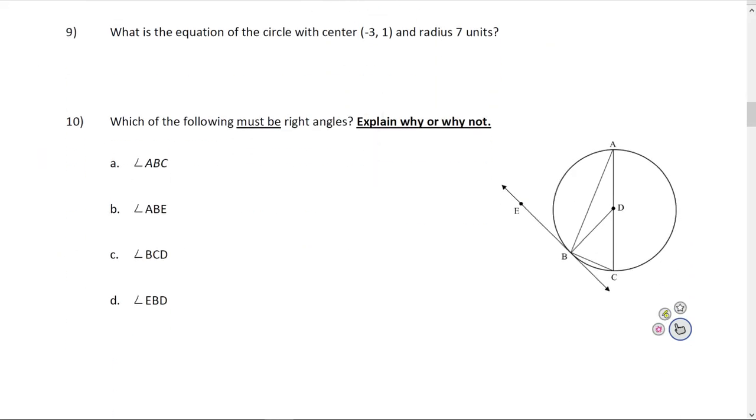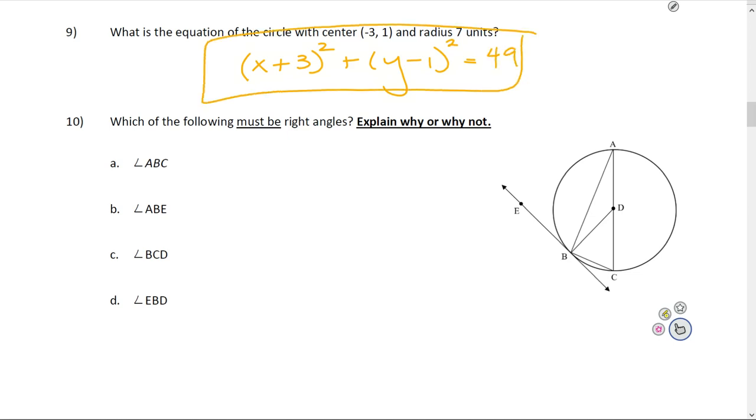Okay, number 9, what is the equation of the circle with center -3, 1 and radius 7 units? Well, it's like the ones we did earlier, but this is just giving us a center and the radius. Again, with the center, you switch the signs: x plus 3 squared plus y minus 1 squared, and then what's over here is the radius squared. So 7 squared is 49, and I'm done. There's not a whole lot to that one if you know how to take the center and the radius and make the equation of the circle.